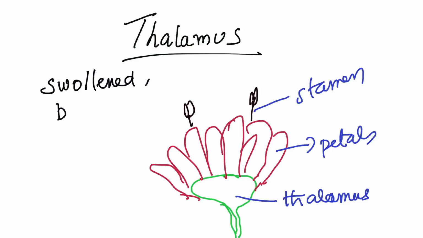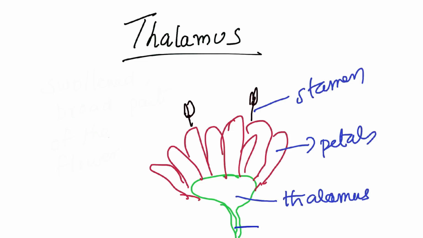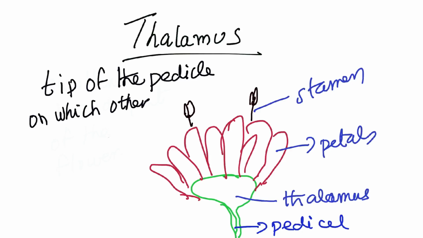So, what is the definition of thalamus? It's the swollen, broad part of the flower, which is the tip of the pedicel, on which the other floral organs are arranged. That's the petals, the sepals, of course, the whole of Androphore and Gynophore develop. So it's the tip of the pedicel, and it's also the floral organ on which the other floral parts develop. So that's about thalamus.